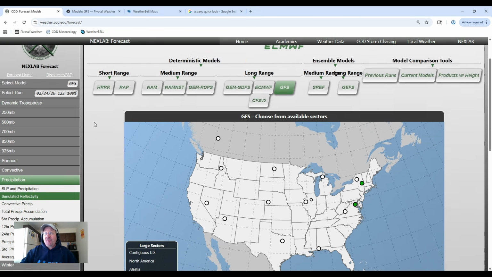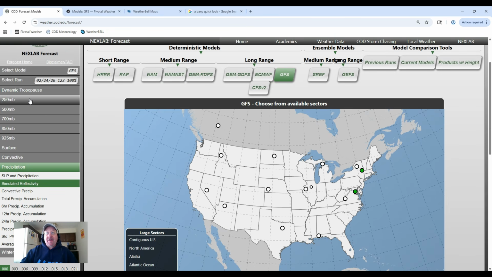And the GFS is going to go through, it's got all these different levels of the atmosphere. Okay, the 250 millibar, that's about 30,000 feet. 500 millibar, that's 15,000 feet.